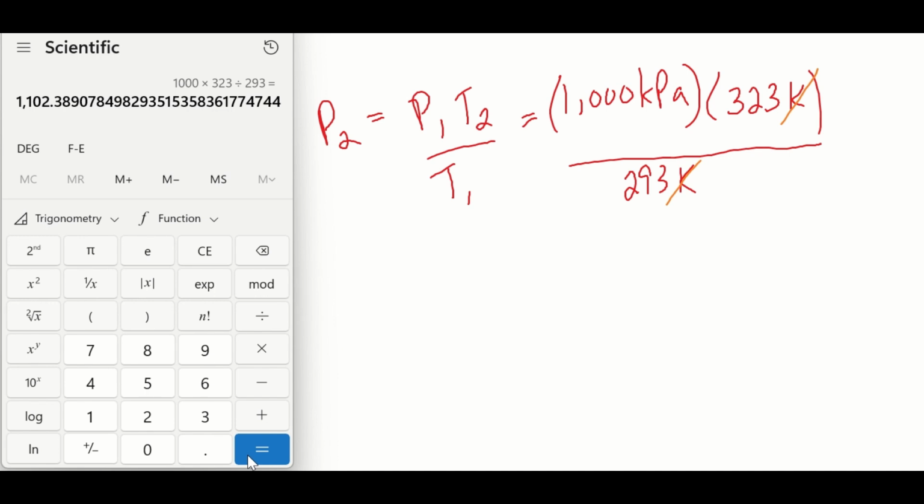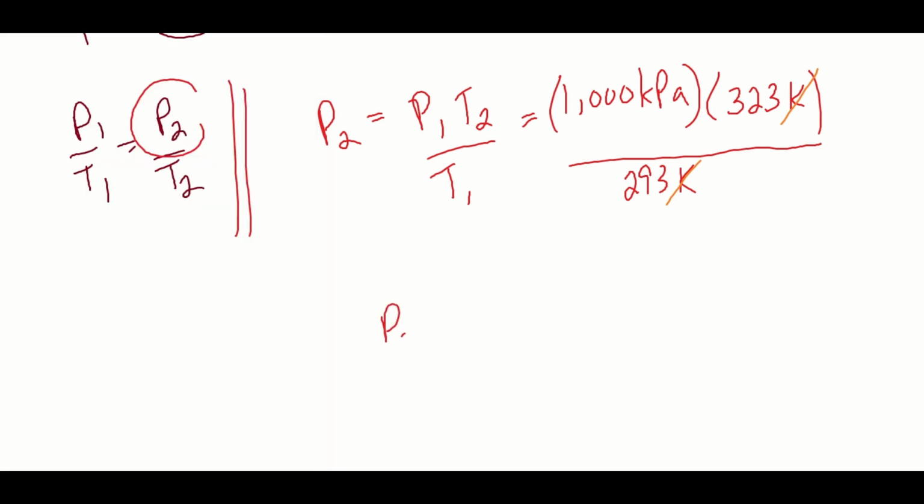Our answer should have three significant figures because all the measurements given have three significant figures in their absolute scales. So P2 is equal to 1.10 times 10 to the 3 kilopascals.